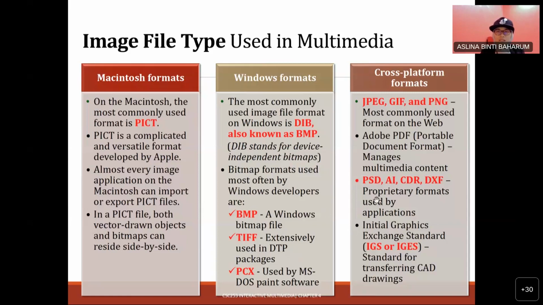PSD and AI are for saving raw file data. If you are using Photoshop, it should be .psd. AI is for Illustrator, .ai. CDR and DXF are software I'm not familiar with, so I'm not sure. So this depends on the software that you use. If you want to save as a raw file, I will save in the software's own format, like I said just now: this one is for Photoshop, this one is for Illustrator.